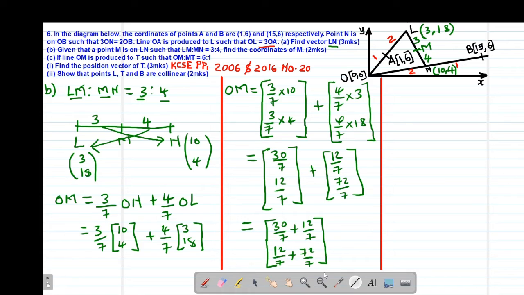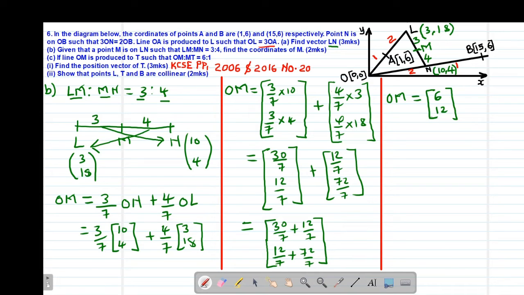So this is what I'm going to get. So the vector OM will actually be equal to, if I take 30 over 7, then I add 12 over 7, I'm going to get the answer as positive 6. So this one will be positive 6. Then if I take 12 over 7, then of course I add 72 divided by 7, I'm going to get my answer as positive 12. So this one is 12.